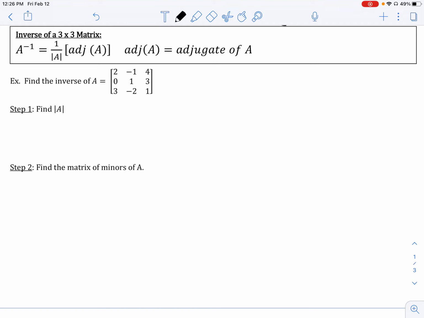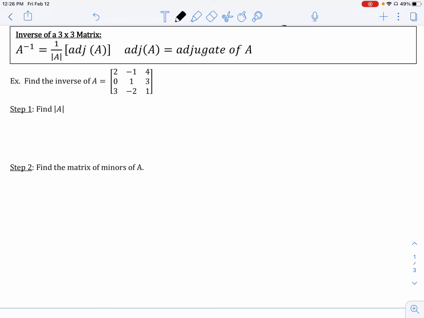But let's go through the process. So the inverse of a 3 by 3 matrix involves multiplying the reciprocal of the determinant of your matrix times something that we call the adjugate. And that's where we're going to spend the bulk of our time practicing. So let's find, first off, the determinant of our matrix here.